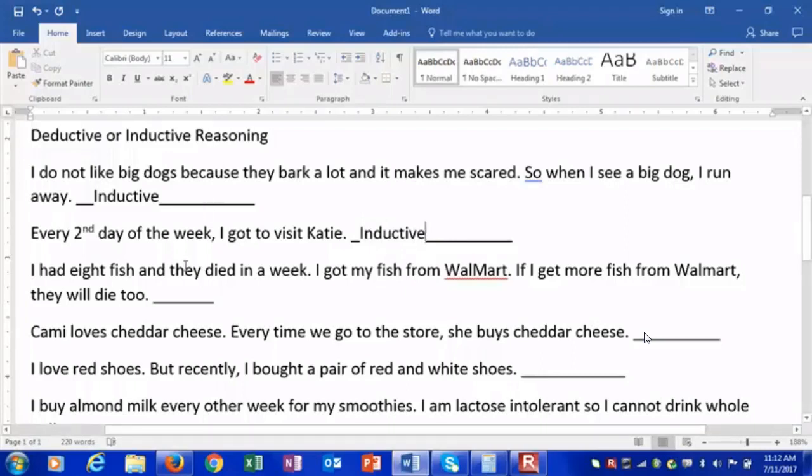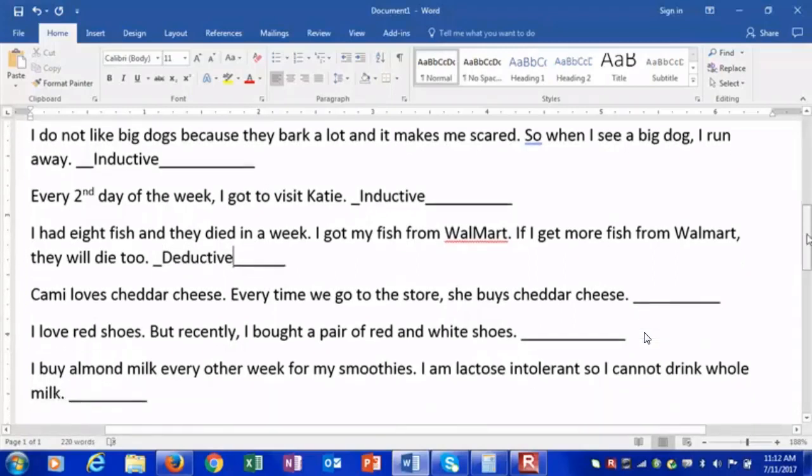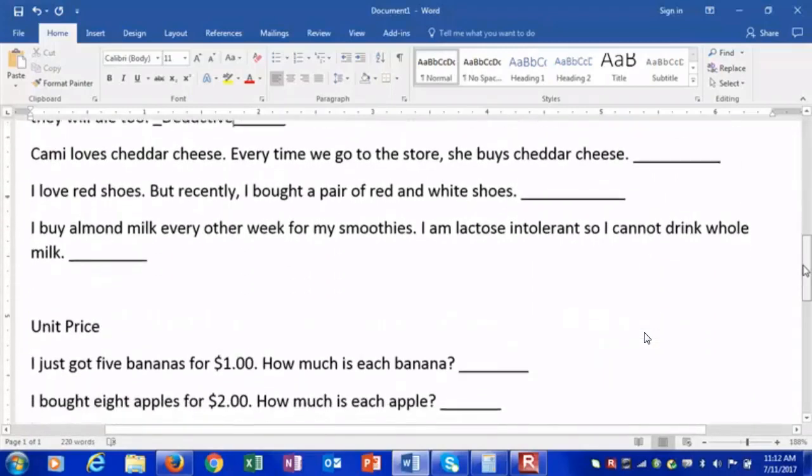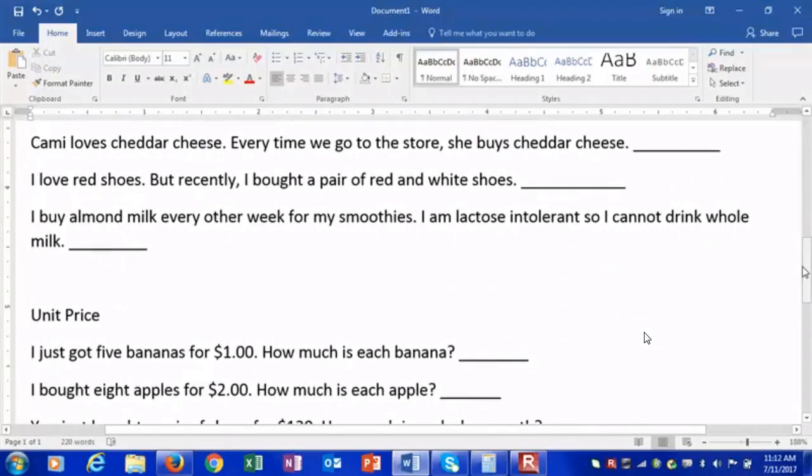I had 8 fish and they died. I got my fish from Walmart. If I get more fish from Walmart, they will die too. Is that inductive or deductive? It should be deductive. The assumption is if I get more fish from Walmart, they will die like the rest of them did.